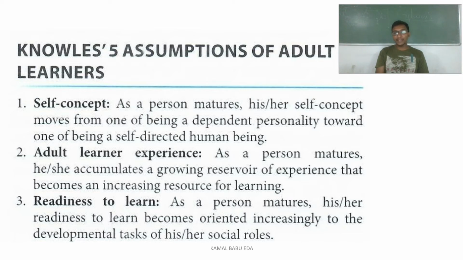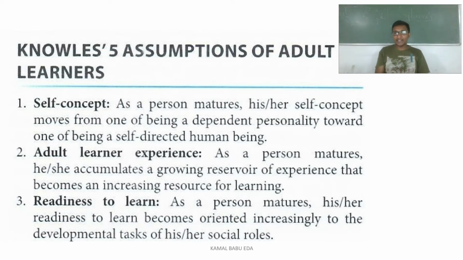From being a dependent personality, they will try to become an independent individual. So they move from being a dependent personality towards being a self-directed human being, meaning from being dependent to being independent. This is what self concept means. And the next one is adult learning experience. When a person matures, he or she accumulates a growing reservoir of experience, which becomes an increasing resource for learning. So whatever experiences there are, all are kept in one place.